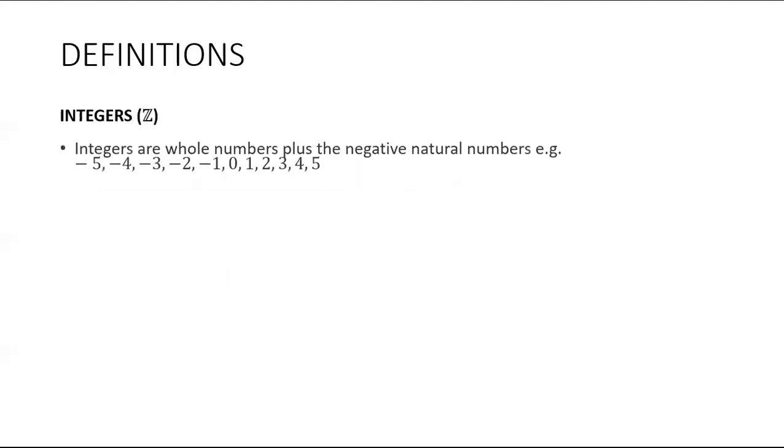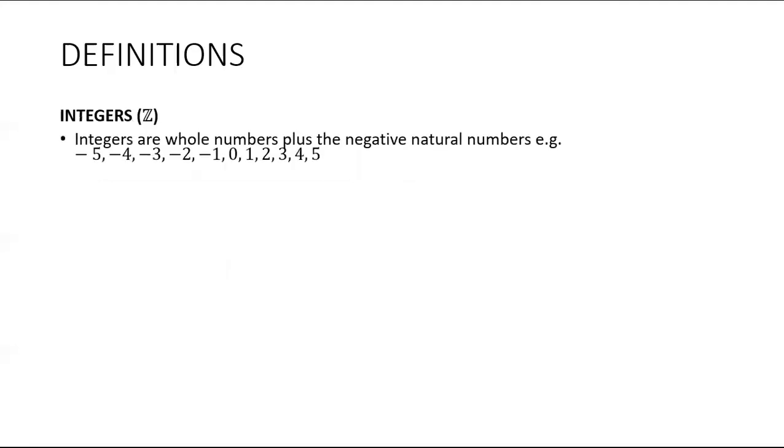Another set of numbers will be your integers, which we normally use Z as a scientific notation for. Integers are whole numbers plus the negative natural numbers. So you'll realize that I took my natural numbers and I just put negative, and plus your whole numbers. The combination of the two will just give you integers. Integers are just negative natural numbers plus whole numbers. I just need to specify that.